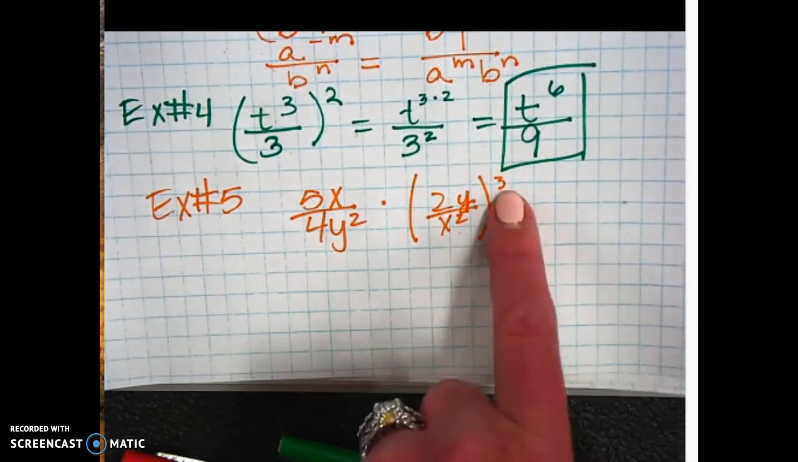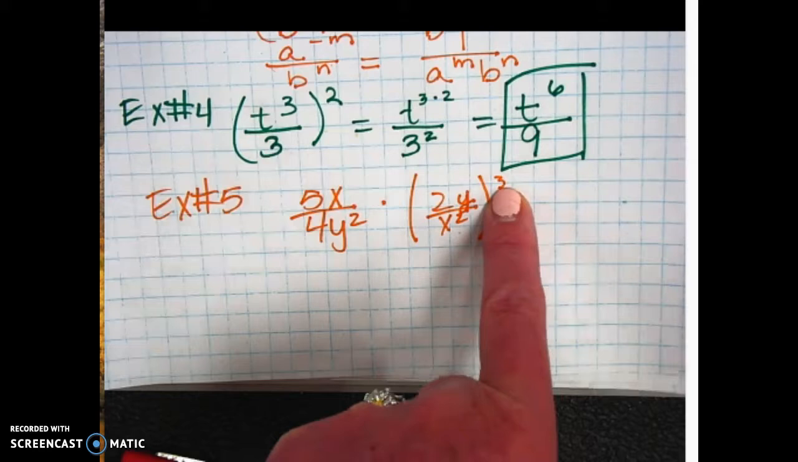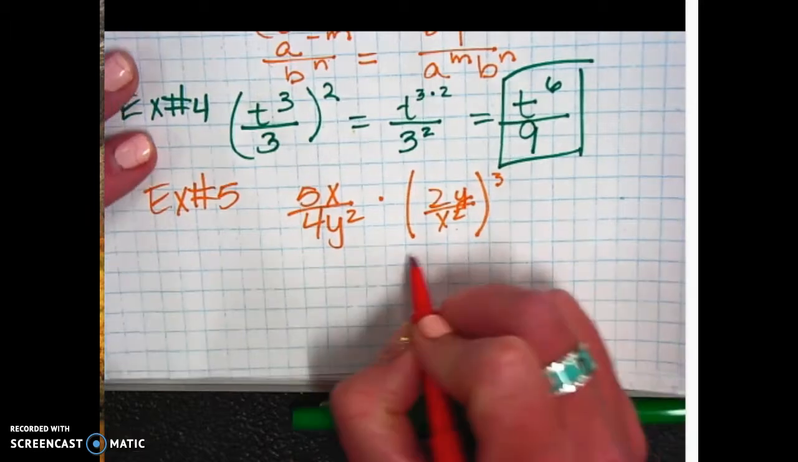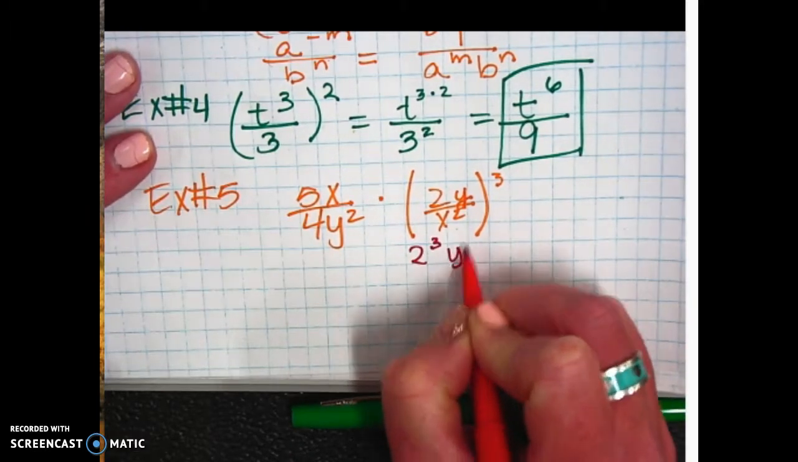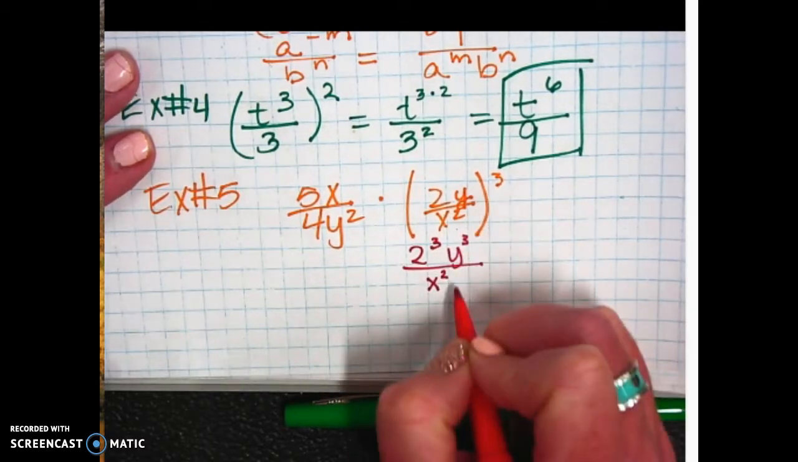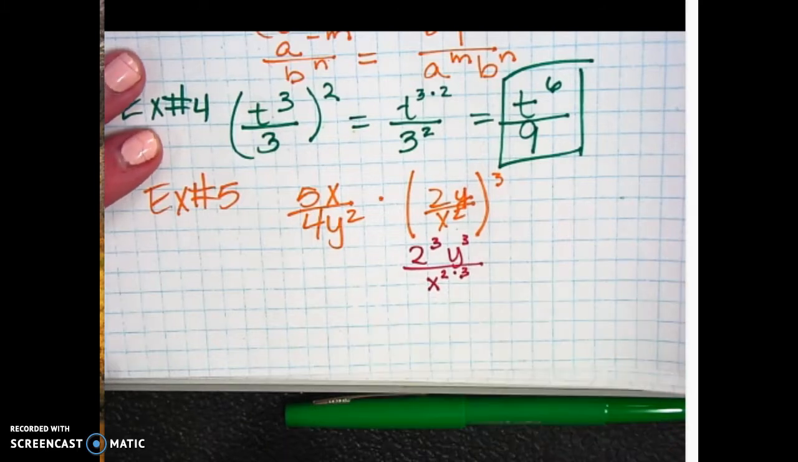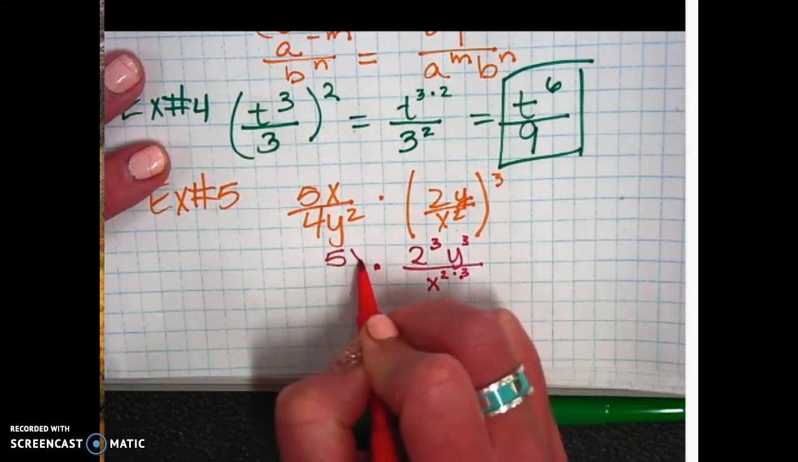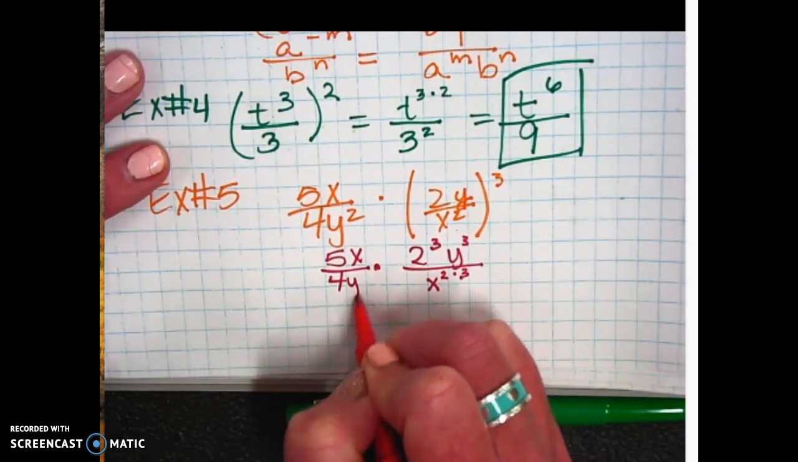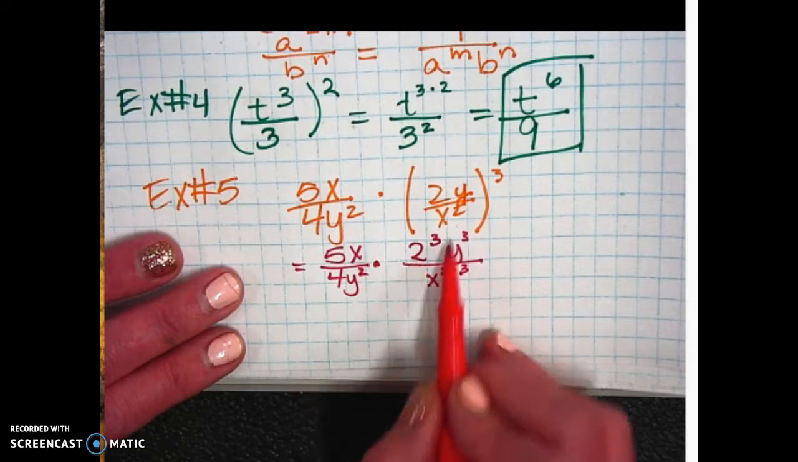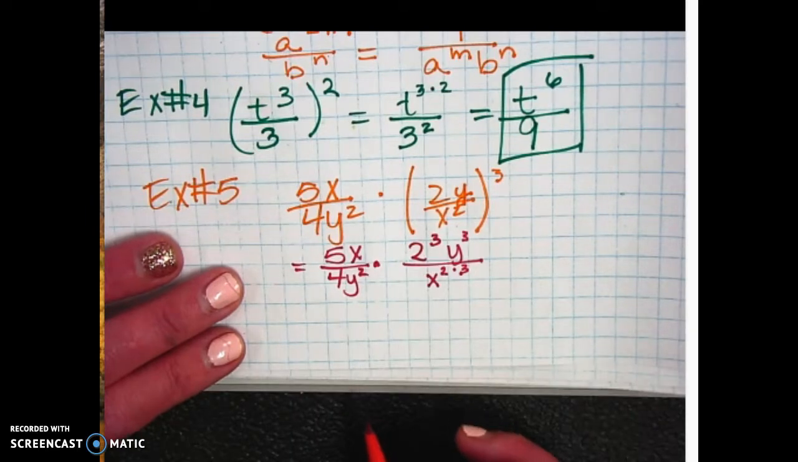We've got a power of 3 on the outside. That means everything inside needs to go to that power, including the 2. So this is going to be 2 to the third power, y to the third power, and then in the denominator, we've got x to the second, but we also need to take it to the third power. Okay, so write it out like that. Then we will see if we can reduce in the next step. Okay. All right, let's simplify this 2 to the third. What's 2 to the third power? 2 times 2 times 2, which is 8.